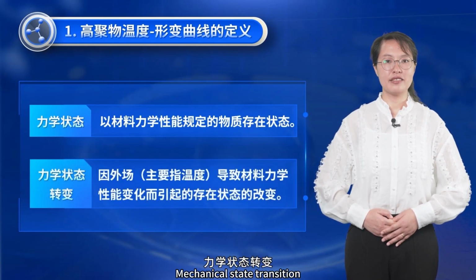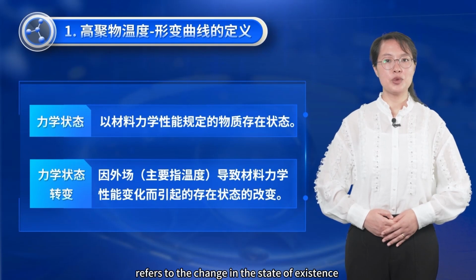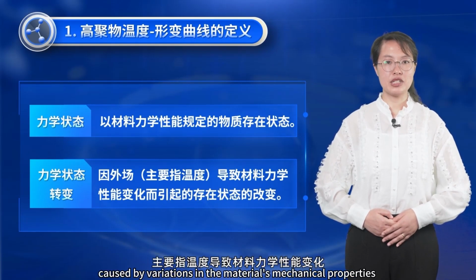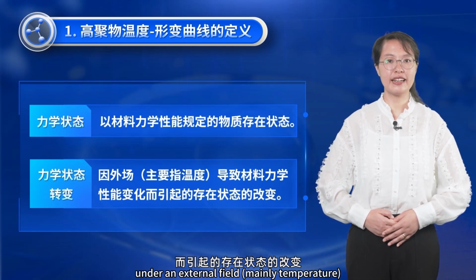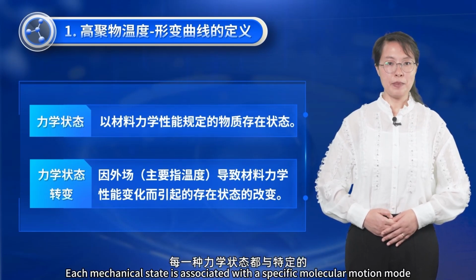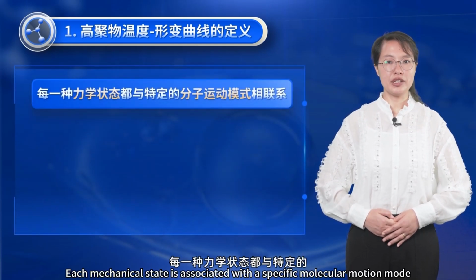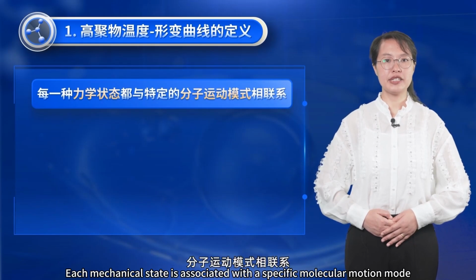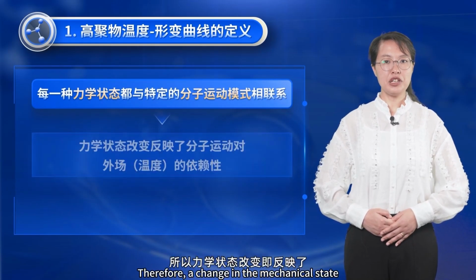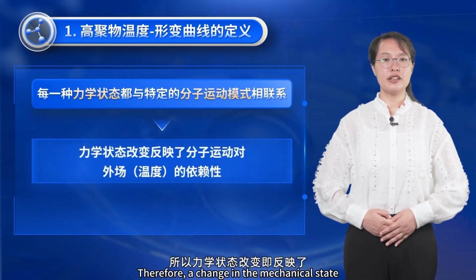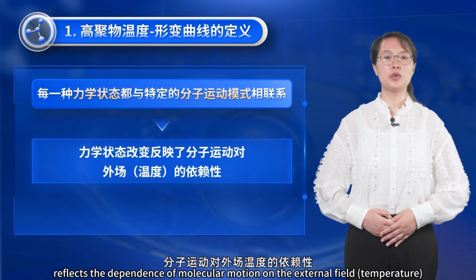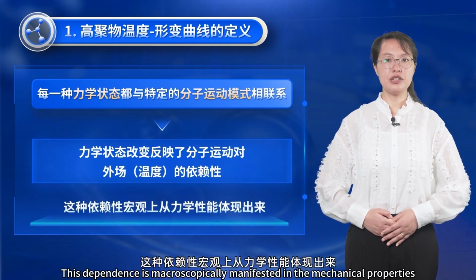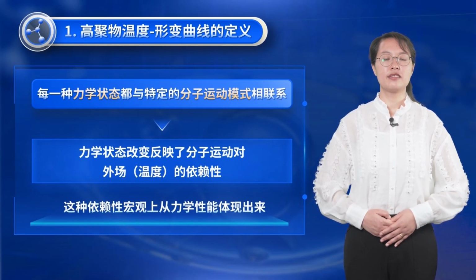Mechanical state refers to the state of existence of a material defined by its mechanical properties. Mechanical state transition refers to the change in the state of existence caused by variations in the material's mechanical properties under an external field, mainly temperature. Each mechanical state is associated with a specific molecular motion mode. Therefore, a change in the mechanical state reflects the dependence of molecular motion on the external field, temperature. This dependence is macroscopically manifested in the mechanical properties.